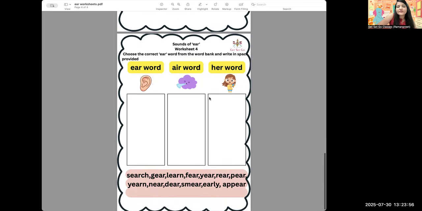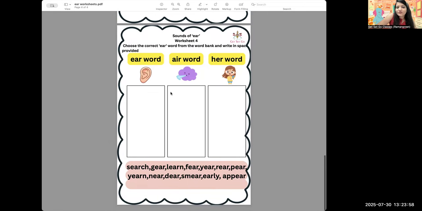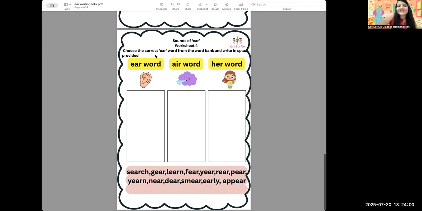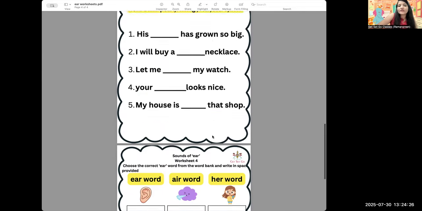Now this one is the one which I just showed you, my favorite worksheet. Choose the correct EAR word from the word bank and write in the space provided. I've given the visual of ear, air, and her, so they can easily find out that sound. Search, gear, learn, fear, ear, rear, peer, yearn, near, dear, smear, early, appear. I've added much more vocabulary here.